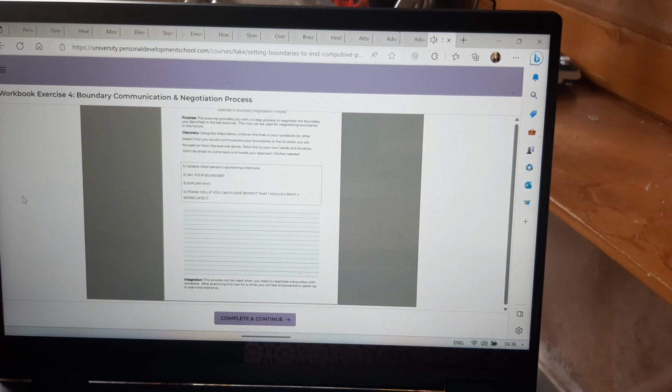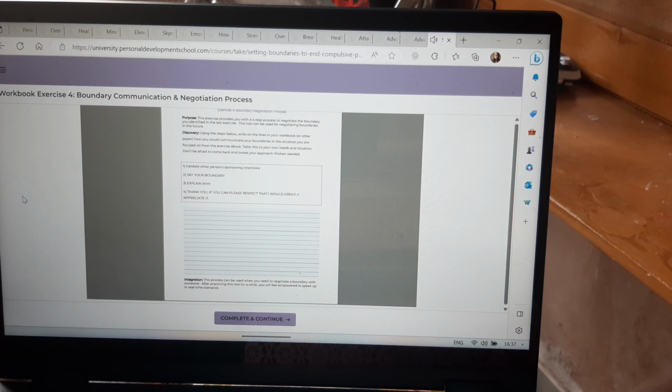I want us to stay calm and on the same page, which is step 3, explain your why. Because I want us to work through this together. I want this to have a positive outcome. If you can please respect that, I would greatly appreciate it. And then you can open. So this is the way that you want to communicate your boundaries.